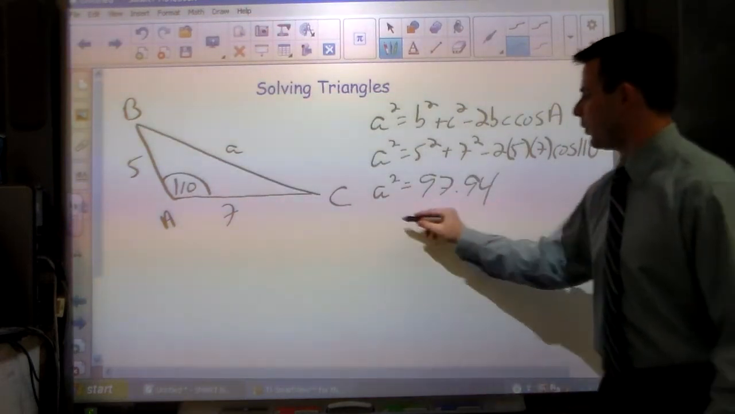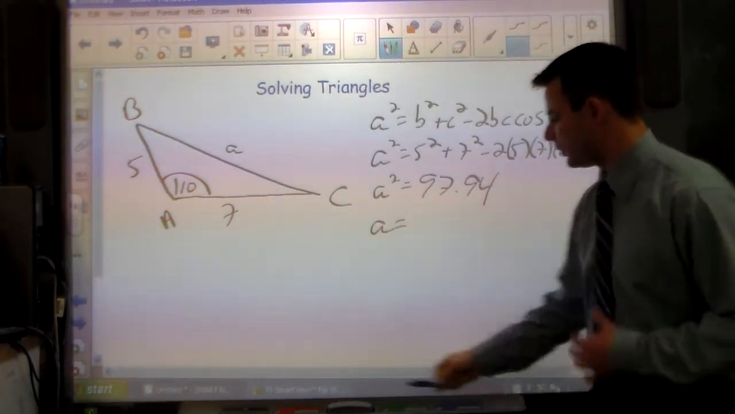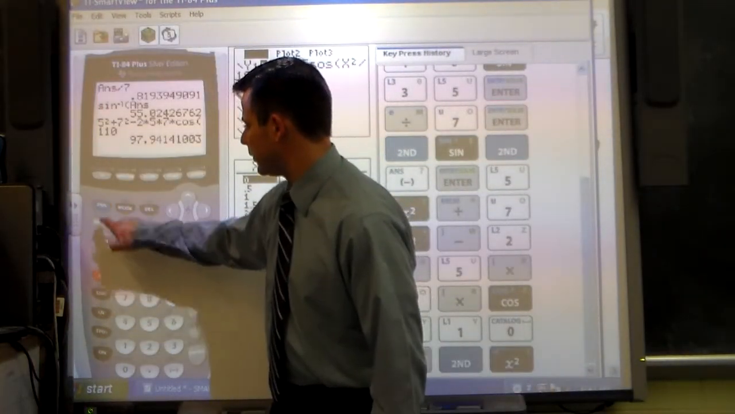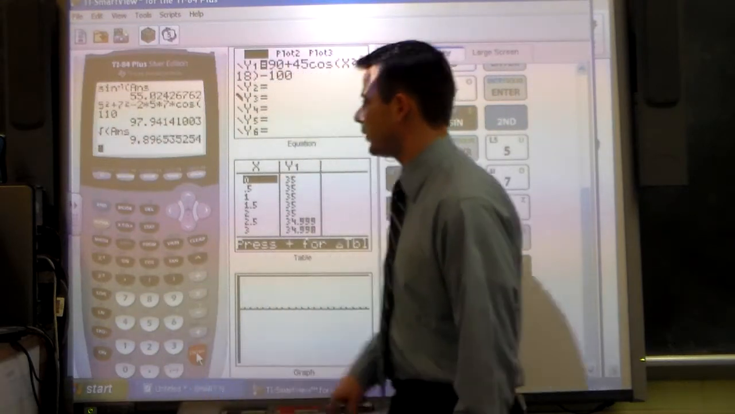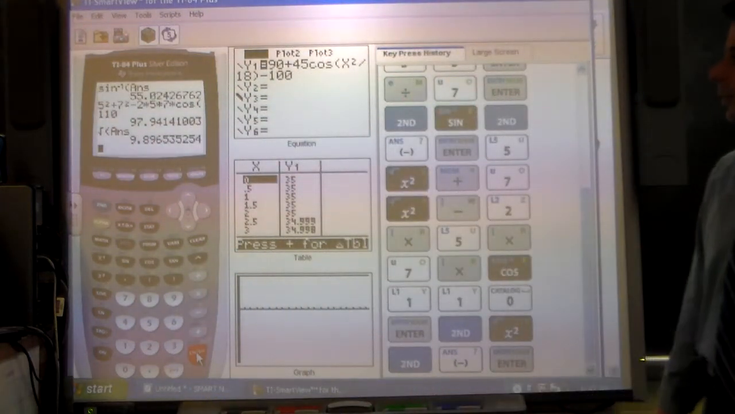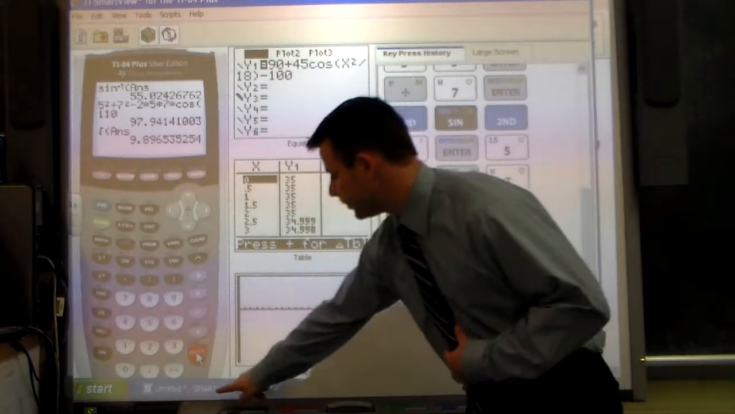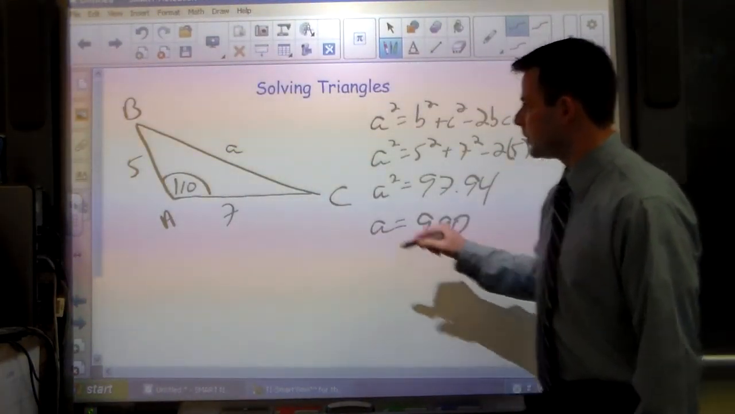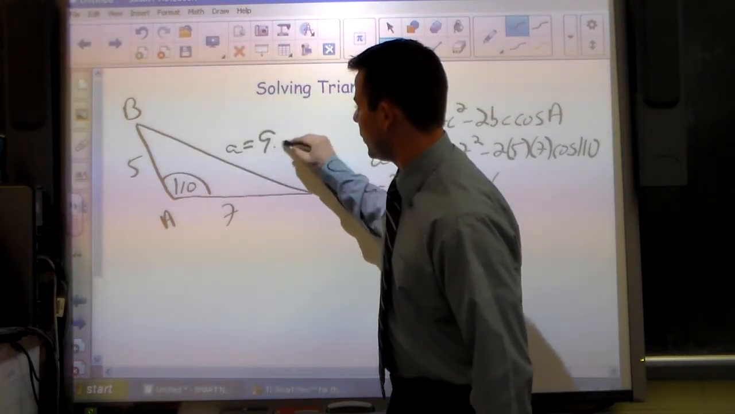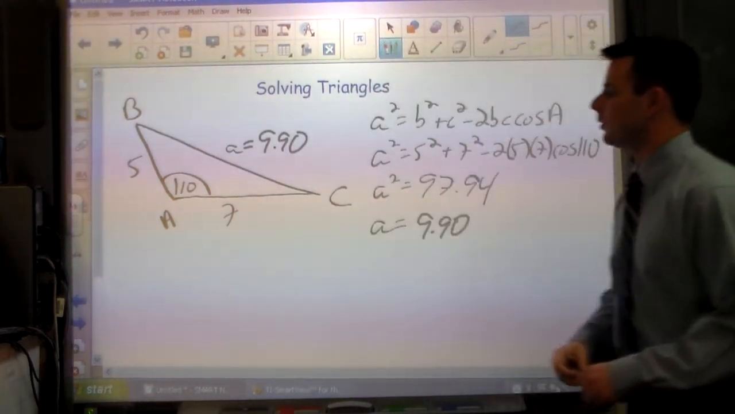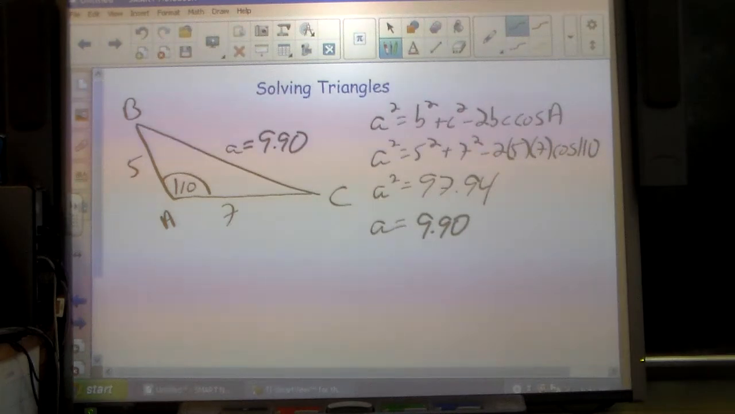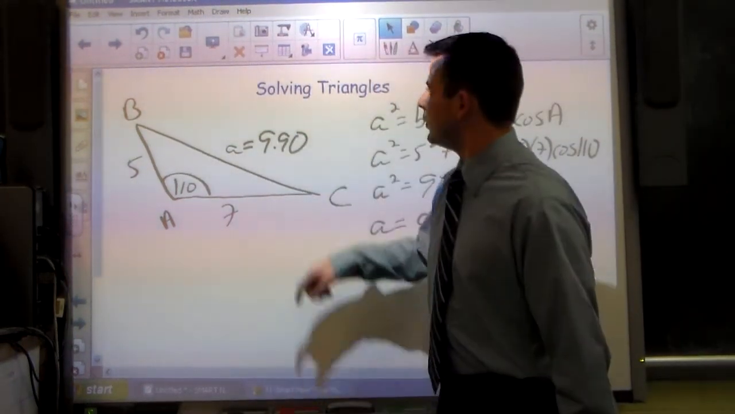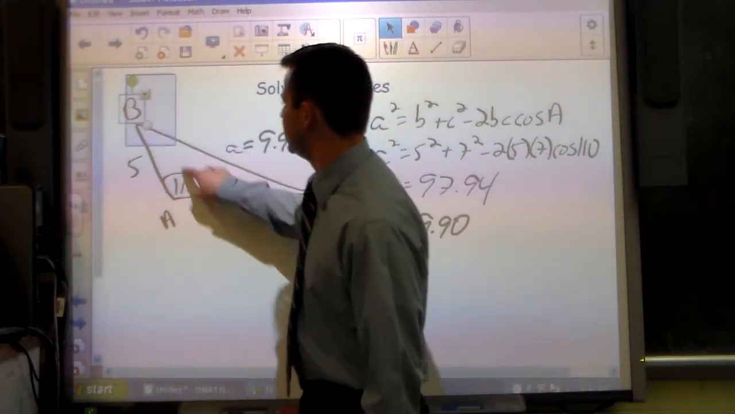So now we'll take the square root of both sides, and we have a equals second square root, second answer, enter. Let's round to the nearest hundredth, 9.90. So now what we're going to do, we're going to redraw this triangle and see what we could use now. So let's draw this triangle over again.